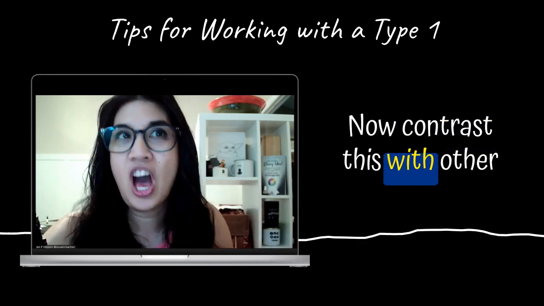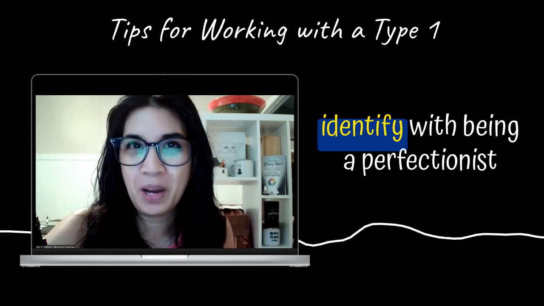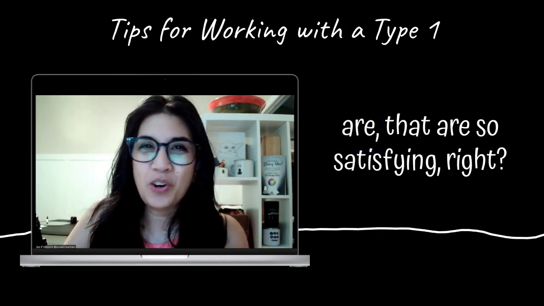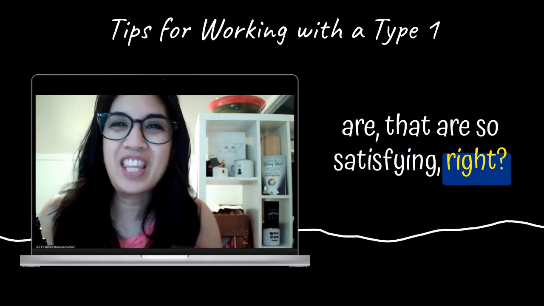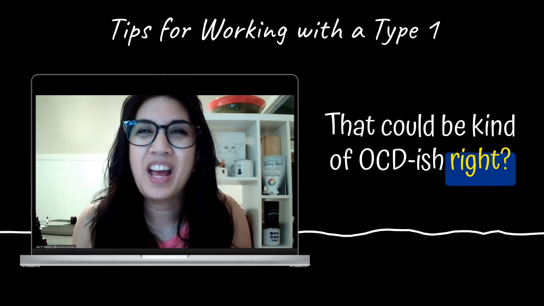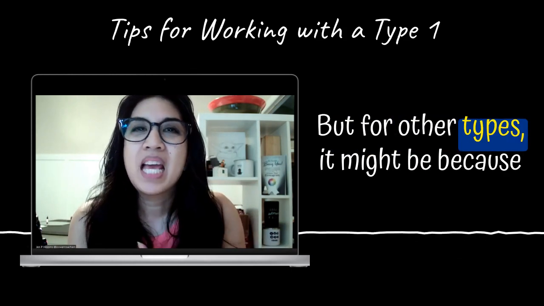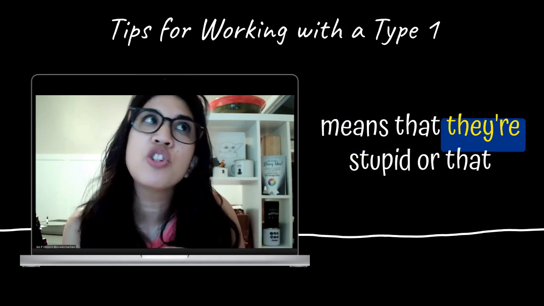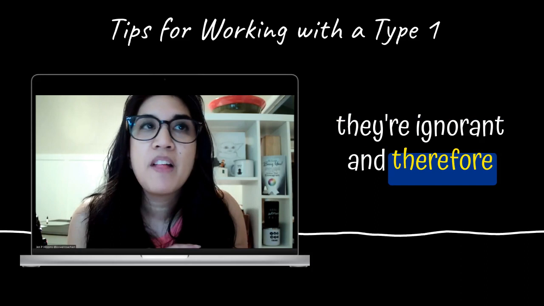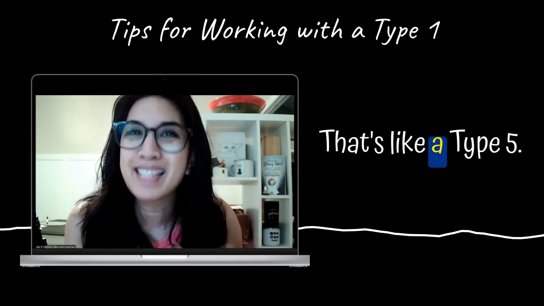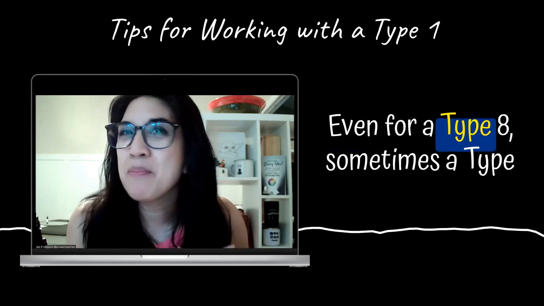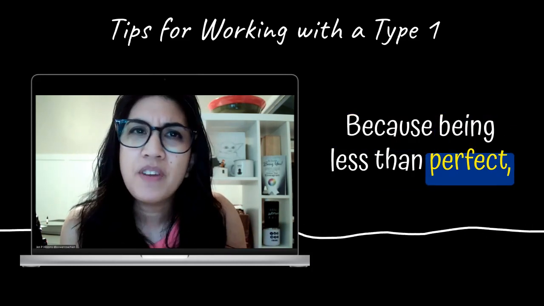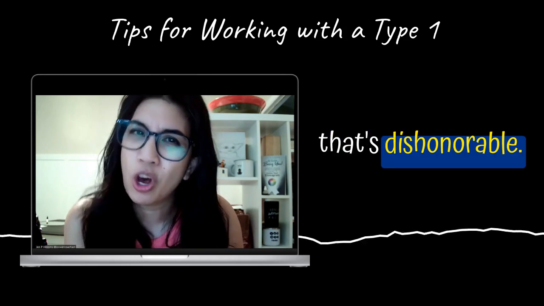Now, contrast this with other Enneagram types that might also identify with being a perfectionist or loving those TikTok videos that are so satisfying, right? That could be kind of OCD-ish, right? But for other types, it might be because if they're not perfect, then that means that they're stupid or that they're ignorant and therefore they're not going to participate. That's like a type 5. Even for a type 8, sometimes a type 8 might do that because being less than perfect, which might make them look stupid, that's dishonorable.